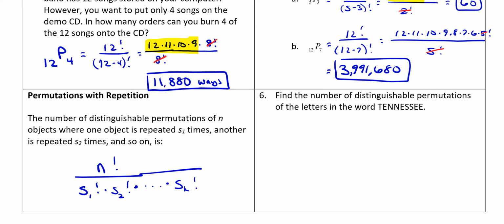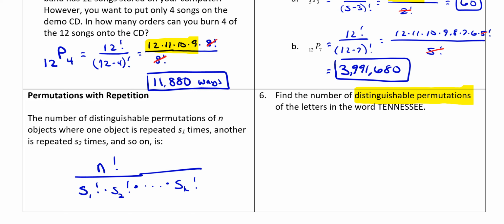Let me explain. So, for example, find the number of distinguishable, that's an important word, distinguishable permutations of the letters in the word Tennessee. Okay, so Tennessee has repeated letters. That means the N's, if an N is first, you don't know which one it is. Okay, so we're looking at distinguishable permutations.